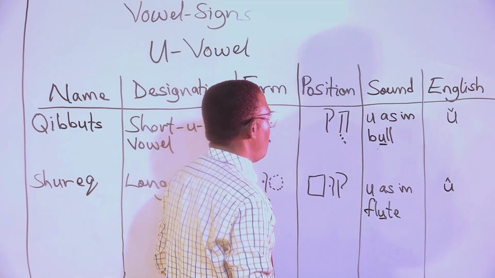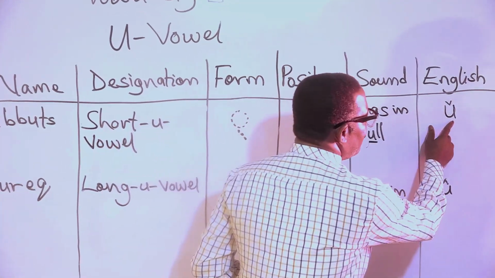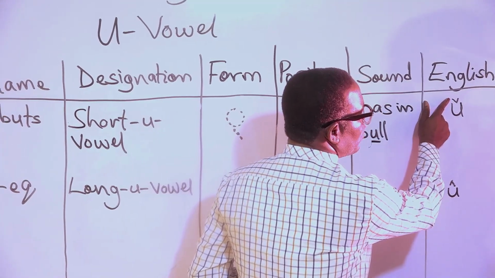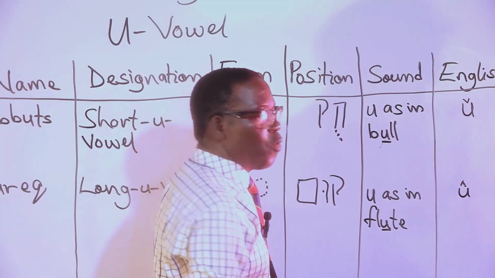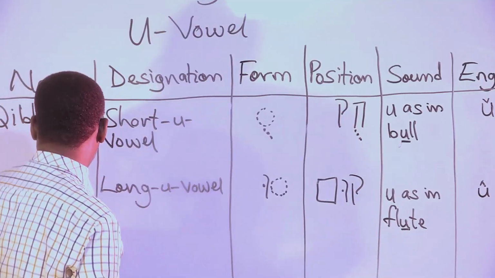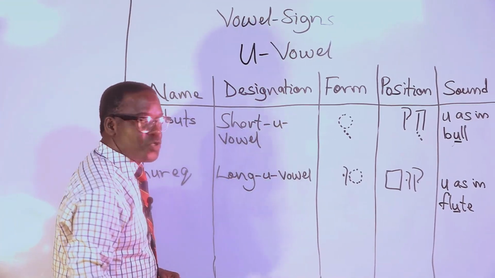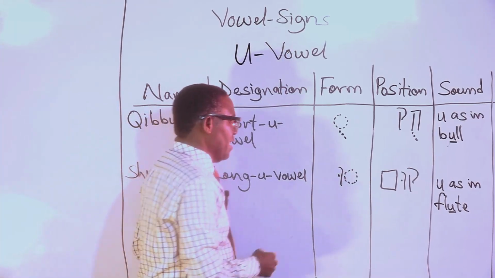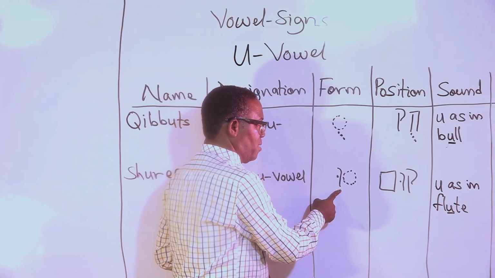The English representation takes this sign to show that this is the short U vowel, which we call kibbutz. The second one is turek. Turek is the long U vowel. It stands in front of its consonants.